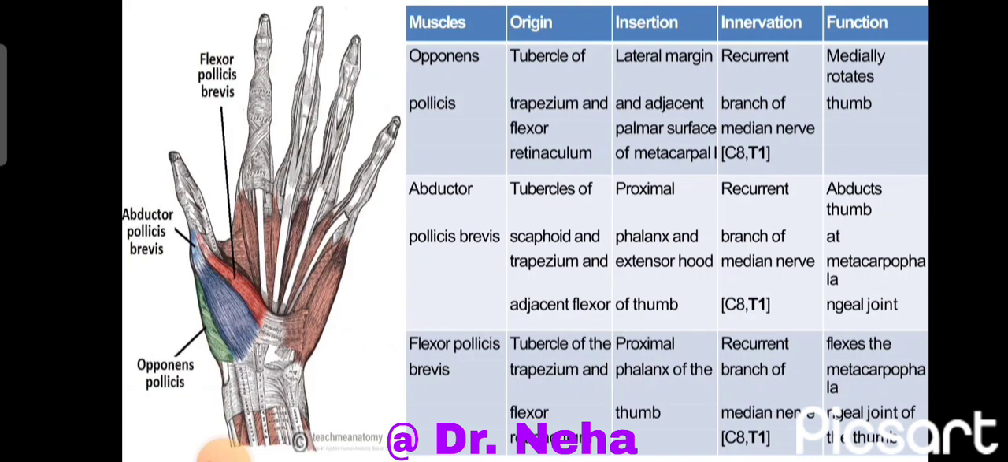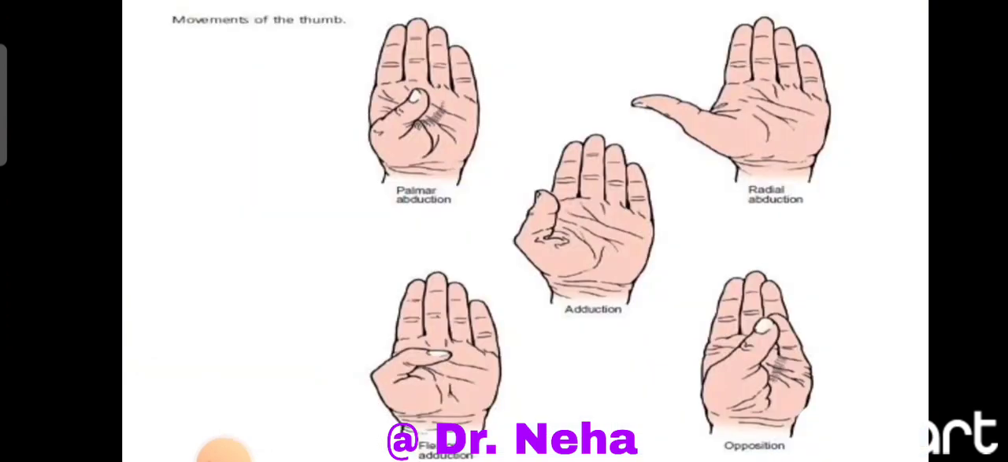Then this red colored muscle is the flexor pollicis brevis. This is again arising from the tubercle of the trapezium and the flexor retinaculum, and it is inserting over the proximal phalanx of the thumb. The innervation is the same, that is by the recurrent branch of the median nerve, and the function is flexion of the thumb at the metacarpophalangeal joint. So these are the various movements of the thumb: the abduction, adduction, then apposition, flexion.